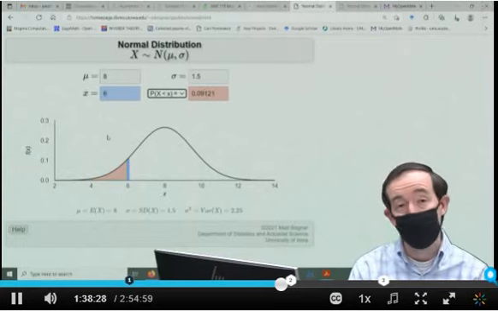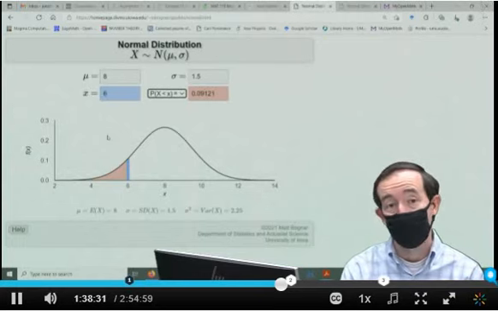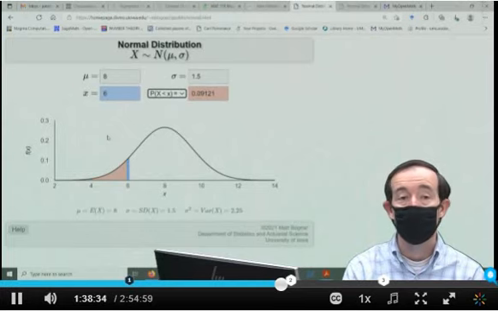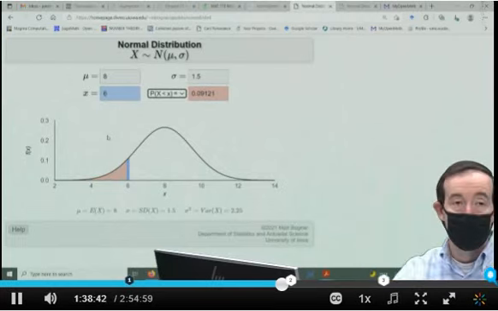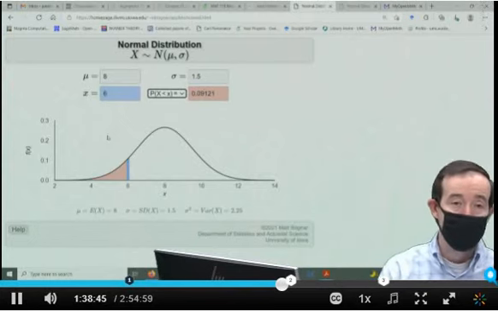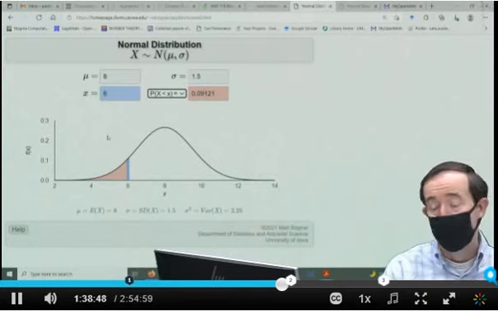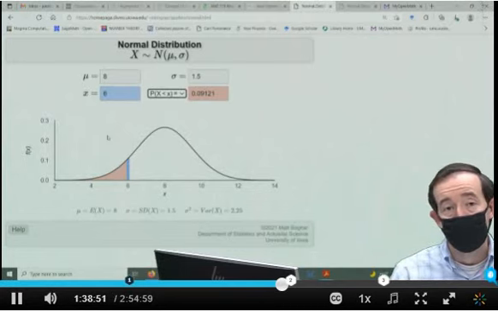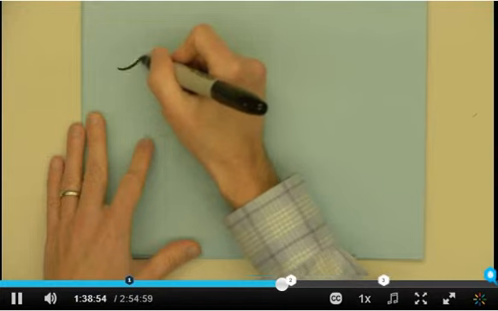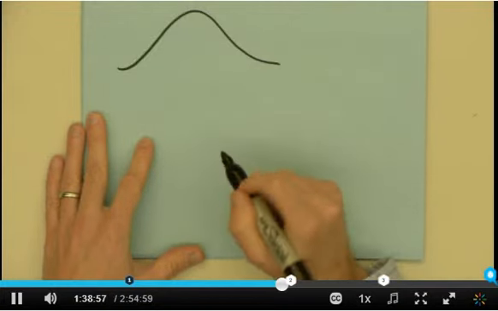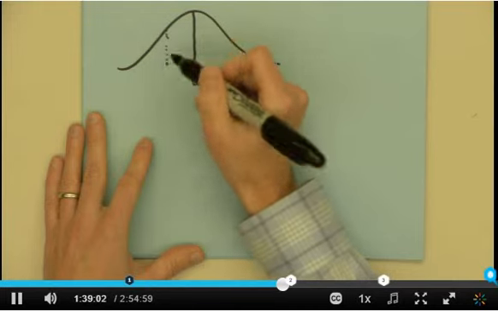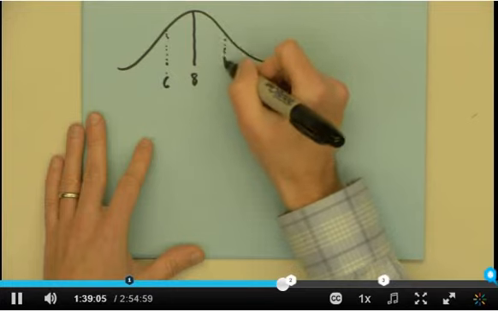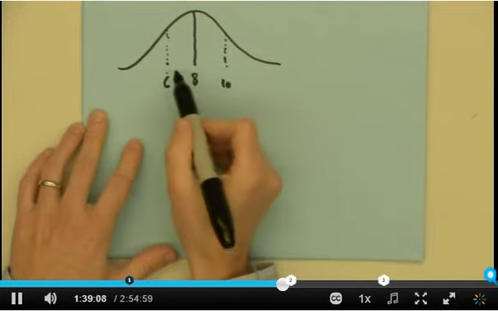Now, how would I find the area, say, between 6 and 10? What would I do here? Let's sketch it out on paper so we can see what we're doing, and then let's use the calculator to compute that result. Okay. So I'm going to scroll in here, my normal distribution. I'm only going to label the midpoint and then 2 points I'm trying to calculate the area between. Okay. I want to calculate the area between 6 and 10.